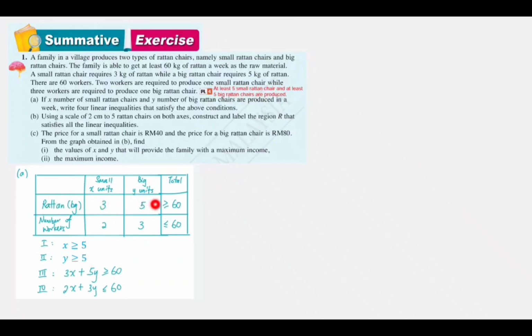And from the table, we have 3X plus 5Y greater than or equal to 60. Number 4, for the number of workers, 2X plus 3Y should be less than or equal to 60. So B, using a scale of 2 cm to 5 rattan chairs on both axes, construct and label the region R that satisfies all the linear inequalities.